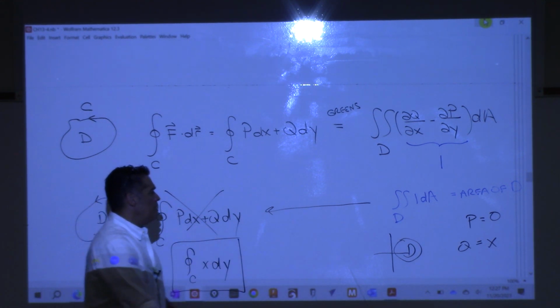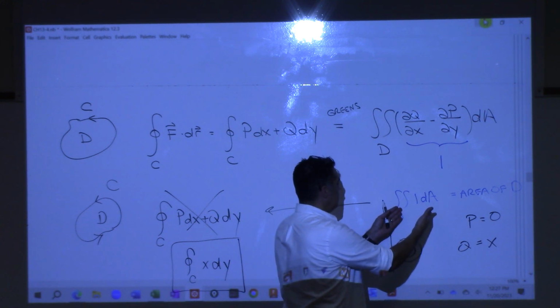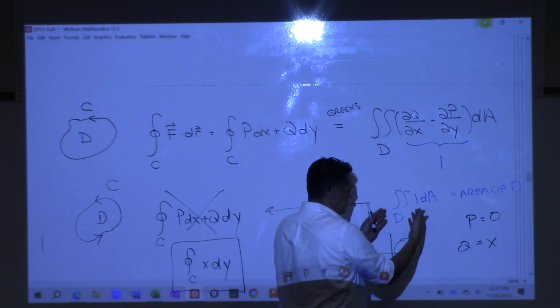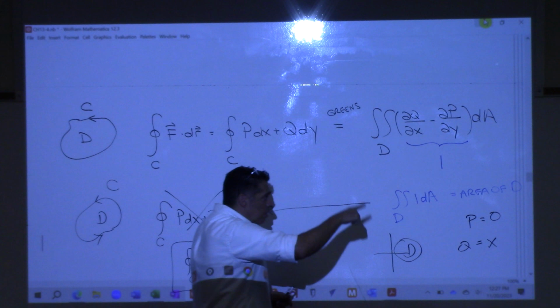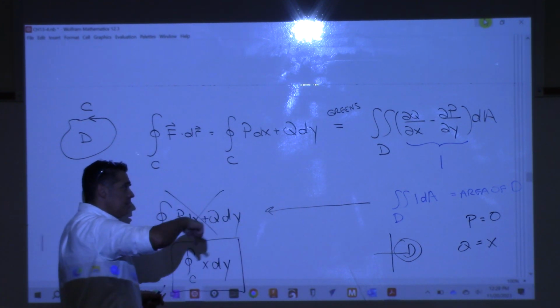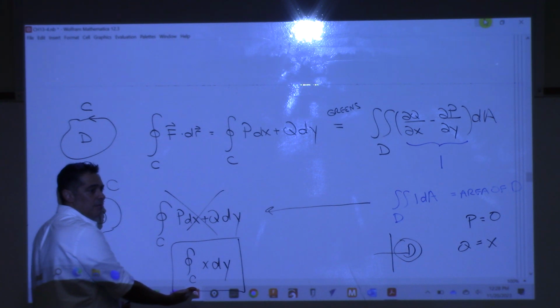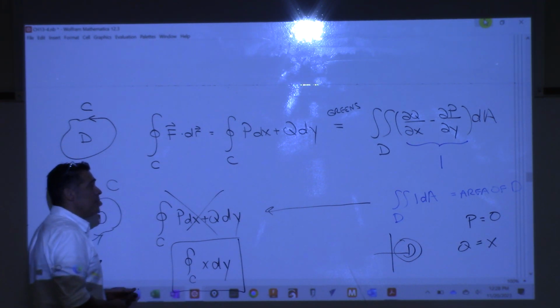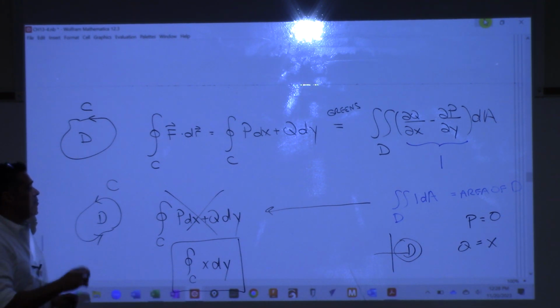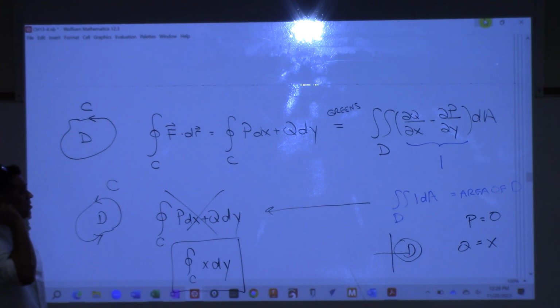If you want to know the area of D, some area of some region, if you can come up with a curve that draws around it, then that's the line integral you have to do. Okay? So in the problem that we just had, we were not doing that because we started out with this side.